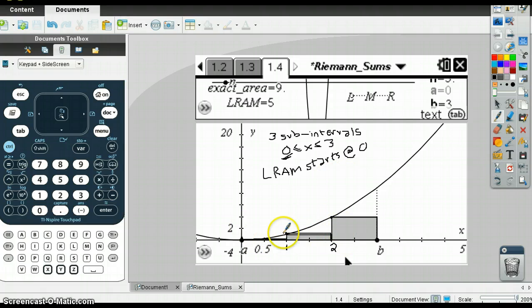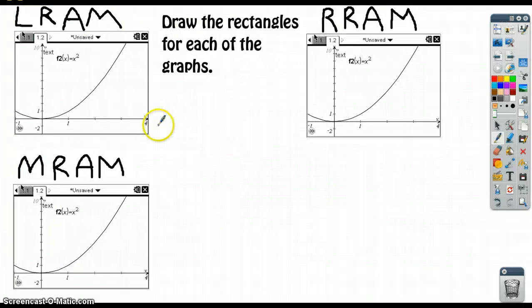So we drew 3 rectangles, right? How do I know each width is 1? Because when I subdivide from 0 to 3 3 times, I get rectangles with a common width of 1. So that's easy. I know every rectangle I'm going to do has a width of 1. That's great. So let's go back to our whiteboard here. So for my left-hand rectangles, I would like you to draw those rectangles in here. Okay? And what we're going to do is do the calculation.